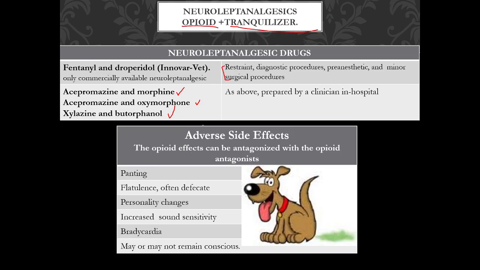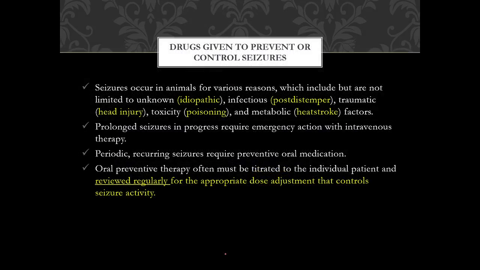Some adverse side effects when we use neuroleptalgics would be panting, flatulence, they might defecate, personality changes, increased sound sensitivity, slow heart rate, and they may or may not remain conscious. Drugs that are used to control seizures. Seizures occur in animals for various reasons, but they could be idiopathic, infectious, so post-distemper viral infection, traumatic from a head injury, toxicity from a poisoning, that's actually fairly common, and then metabolic, like heat stroke can cause this.